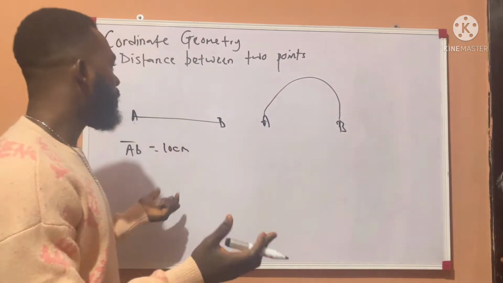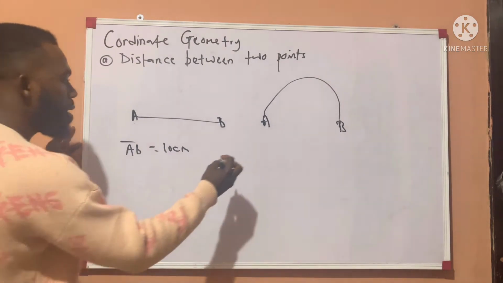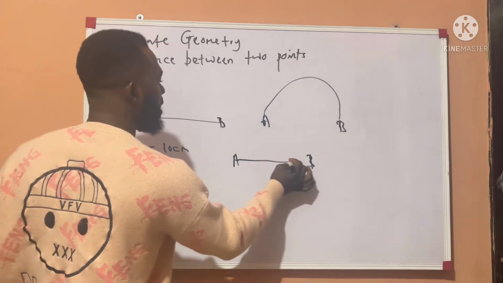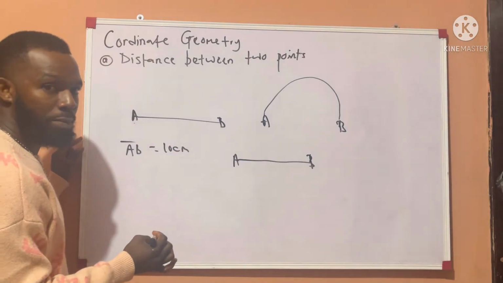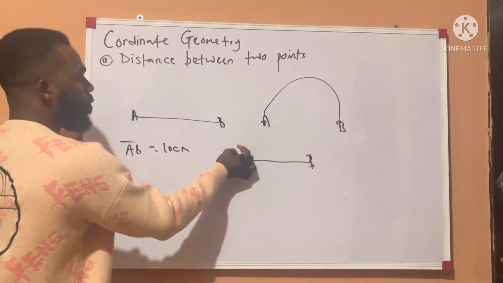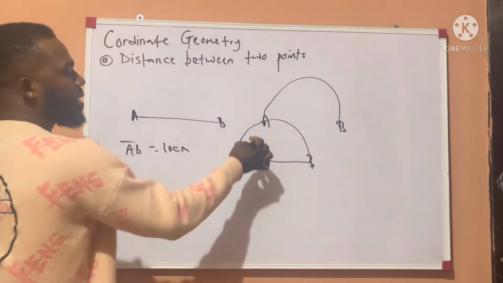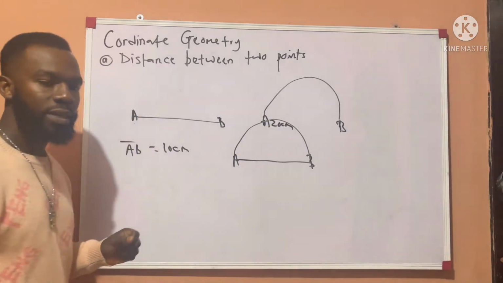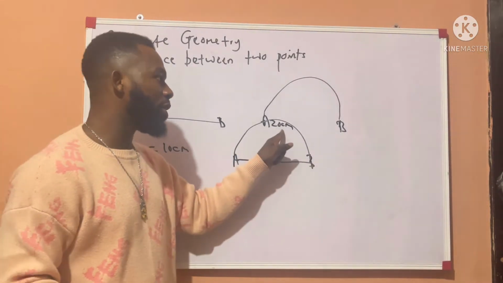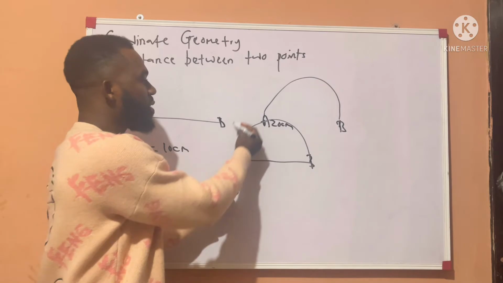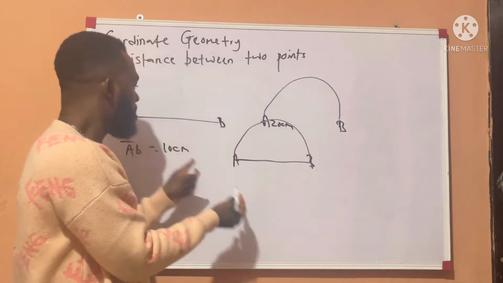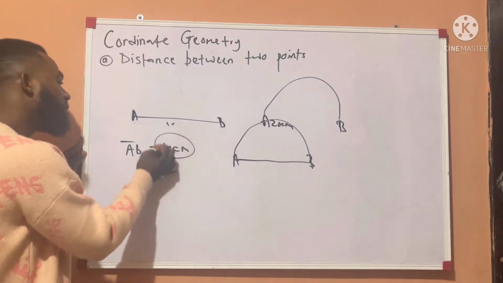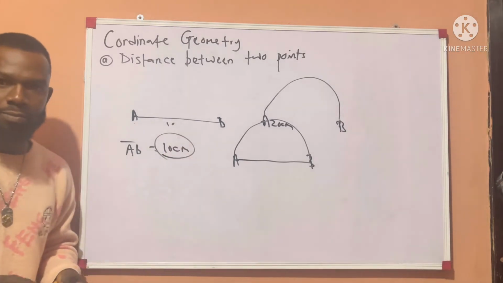So if I say this is A and this is B, and I have a line here which is the distance between A and B, and then I have a curve here, and I say the curve here is 20 centimeters, the distance between A and B is not 20 centimeters because this is actually a curve. But here the distance between A and B, if this is 10 centimeters, is actually 10 centimeters.